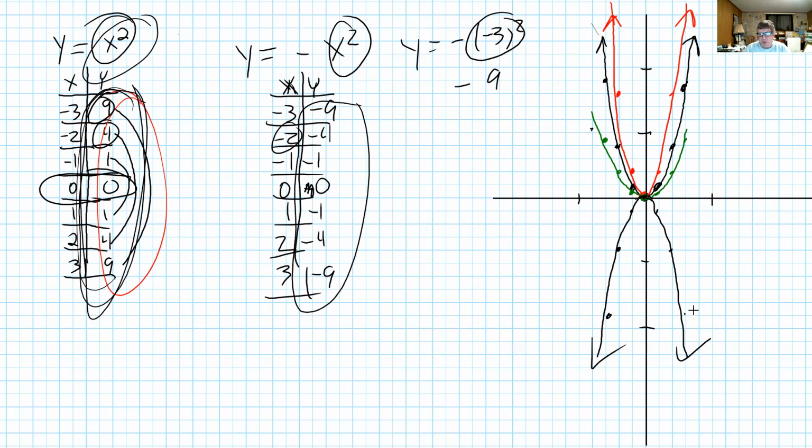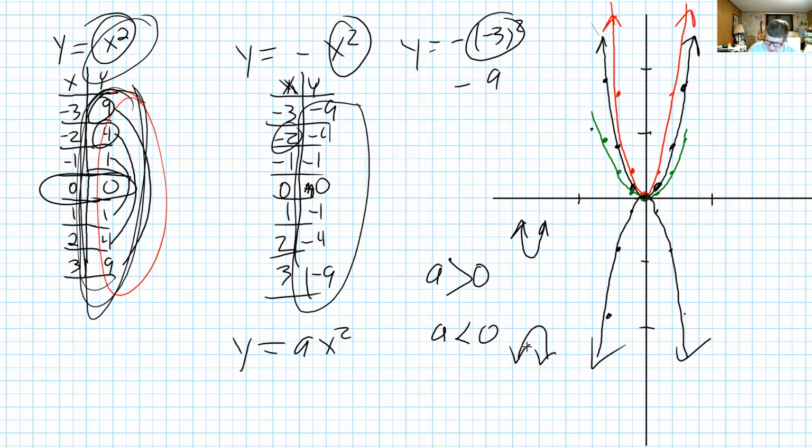Okay, let's generalize on what we've looked at. If we have an equation in the form of y equals ax squared, if a is greater than 0, the parabola opens up. If a is less than 0, the parabola opens down. Okay? And compared to y equals 1x squared, if a is bigger than 1, it tends to narrow. If a is between 0 and 1, it tends to widen. And if a is negative, it's going to open downward. All right.